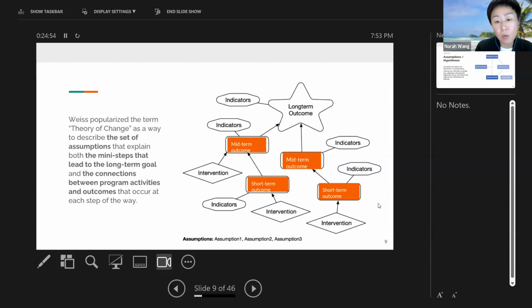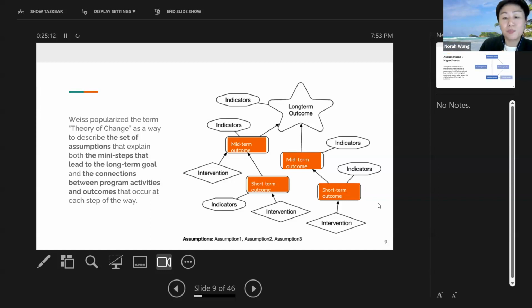But also I want to mention that it's totally okay if you have, say, theory of change 1.0, theory of change 2.0, mediating factors. So that's a very good question.